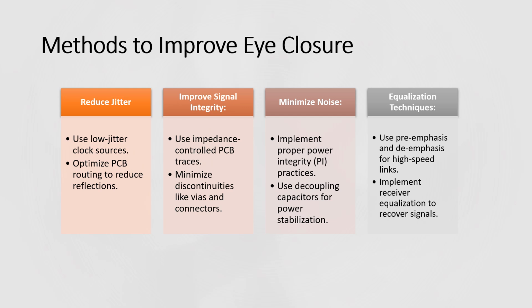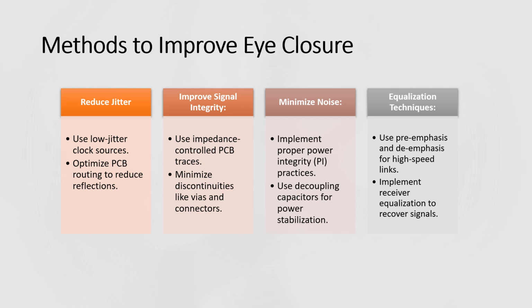Then comes the equalization techniques. Equalization techniques can be used at a transmitter as well as receiver. At transmitter, we have three types of equalization techniques that we use. One is pre-emphasis, then comes the de-emphasis, then comes the FFE. FFE stands for feed forward equalization.